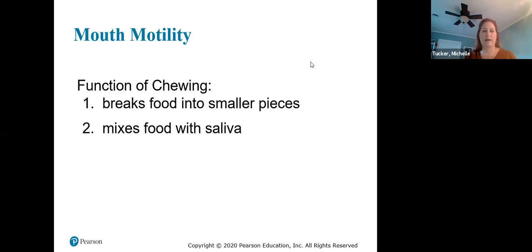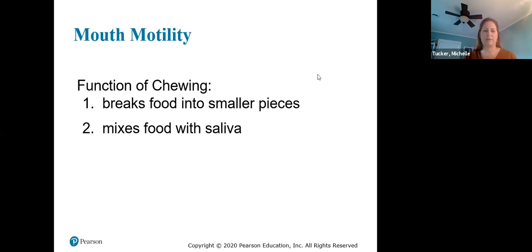We'll start with the mouth. The mouth is going to chew food and break it mechanically into smaller pieces. It does mix food with saliva. Chemical digestion begins here, but doesn't really occur until we get to the small intestine.